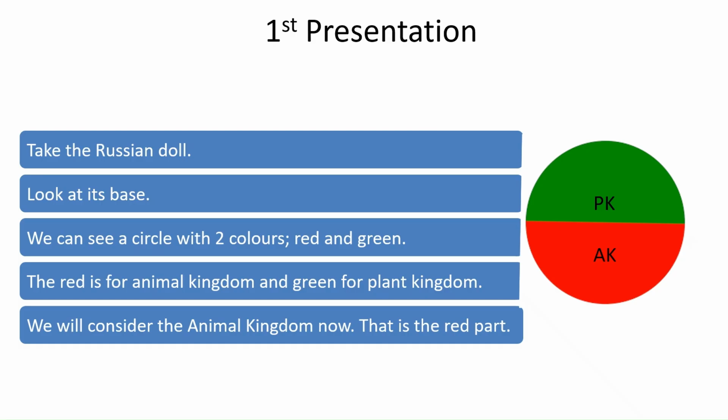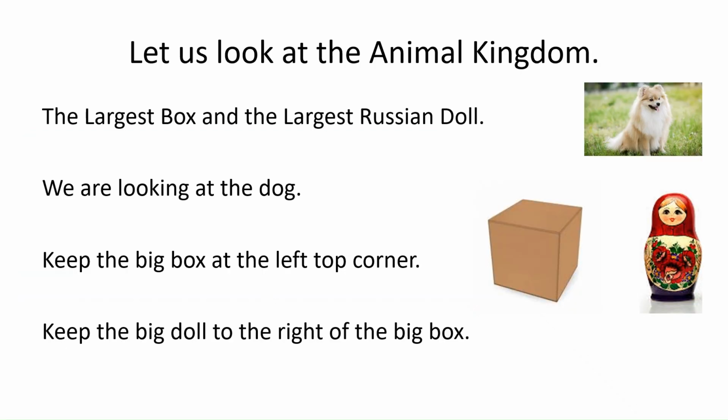Take the Russian doll. Look at its base. We can see a circle with 2 colors, red and green. The red is for animal kingdom and the green for plant kingdom. We will consider the animal kingdom now, that is the red part. Let us look at the animal kingdom, the largest box and the largest Russian doll. We are looking at the dog. Keep the big box at the left top corner. Keep the big doll to the right of the big box.